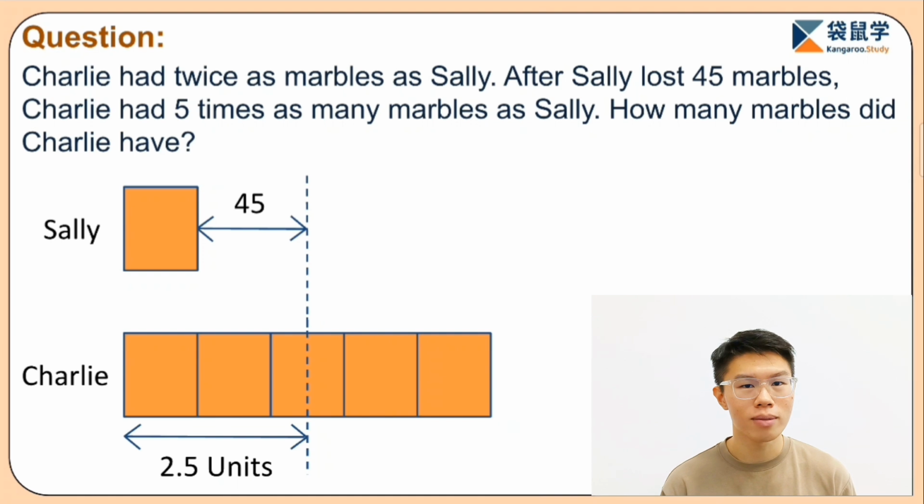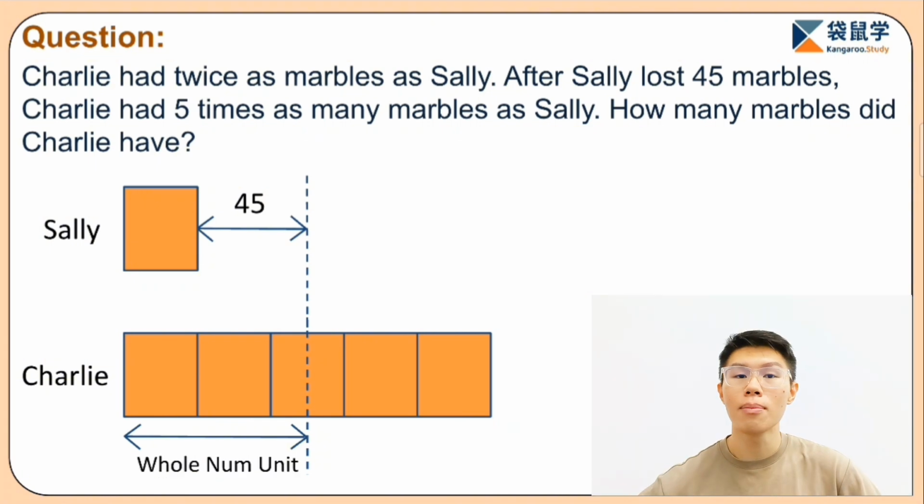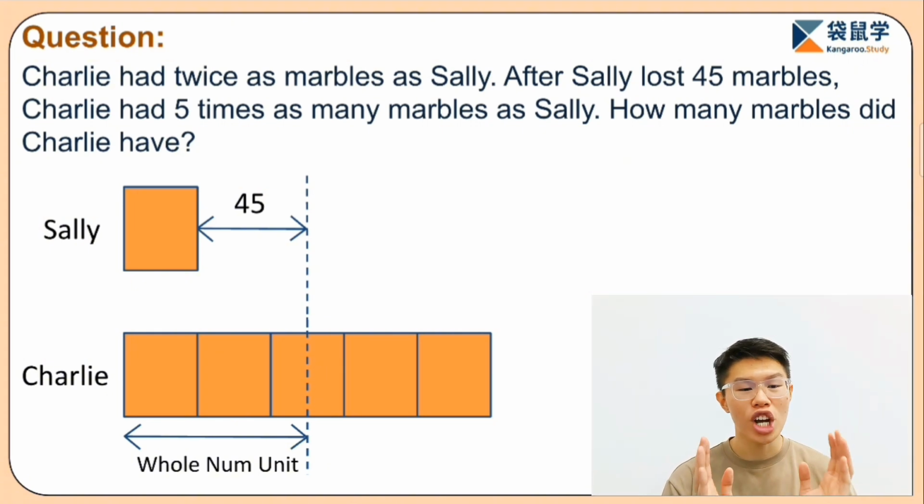Now we have a decimal unit. Is it convenient for calculation? Of course not. We always want a whole number unit for convenient calculation. So we want a whole number unit instead. How can we get a whole number unit for Sally's marbles? Suppose we are trying to get half from Charlie's 5 units. So let's try another way of doing it.